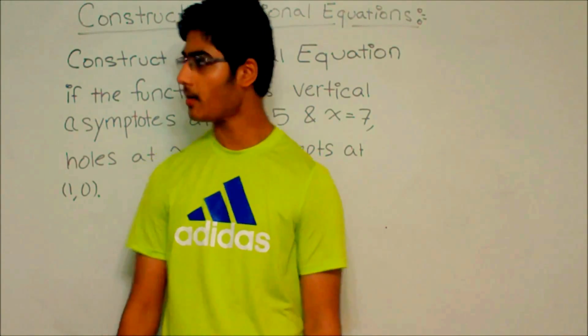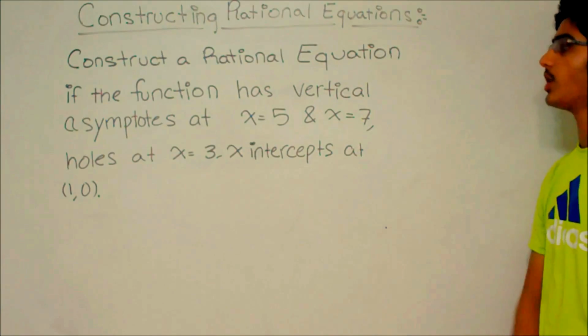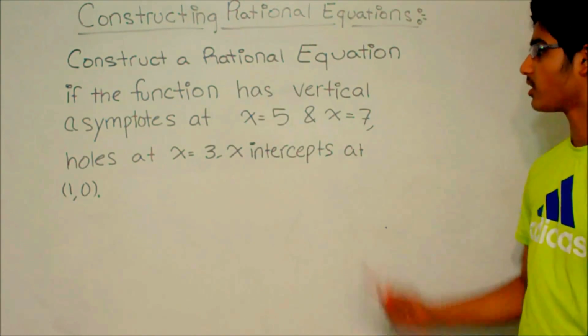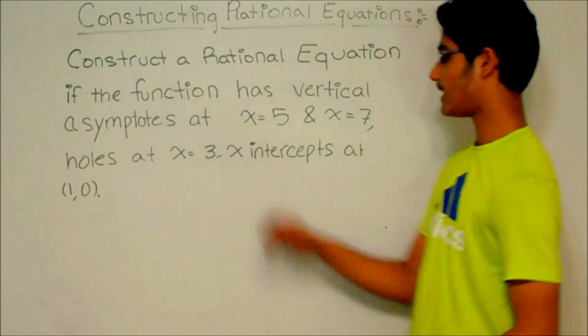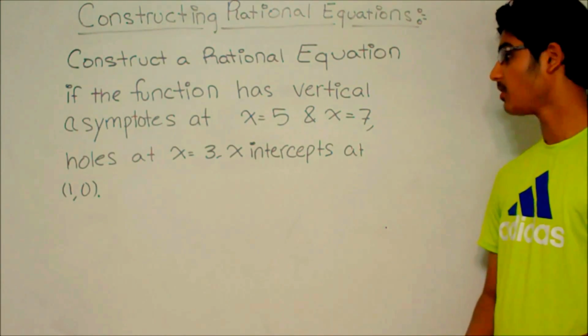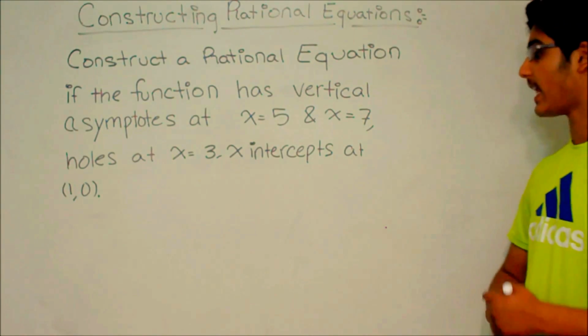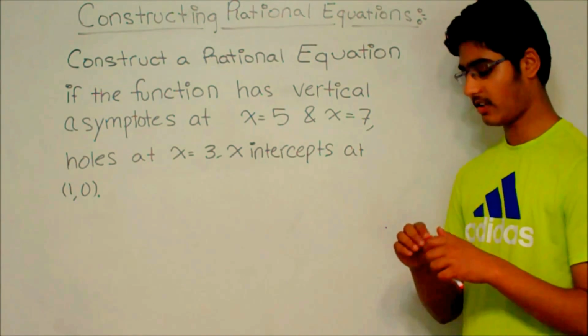Today we're going to learn about constructing rational equations. Let's say we have a problem like this. Construct a rational equation if the function has a vertical asymptote at x is equal to 5 and x is equal to 7, holes at x is equal to 3 and x-intercepts at (1, 0).